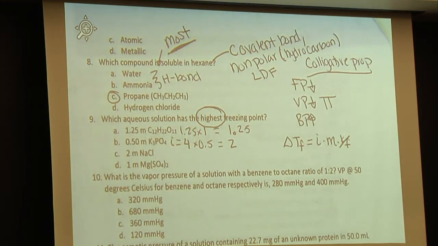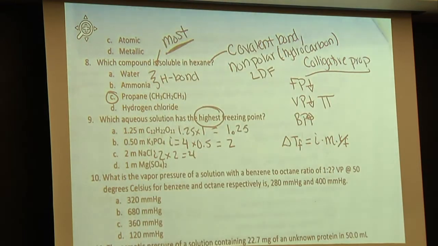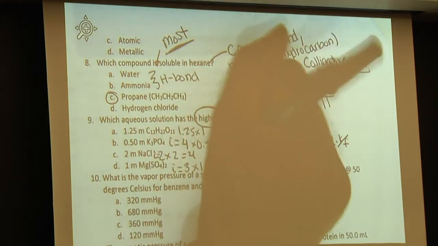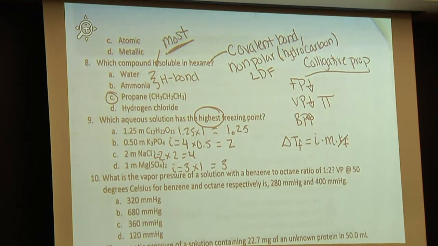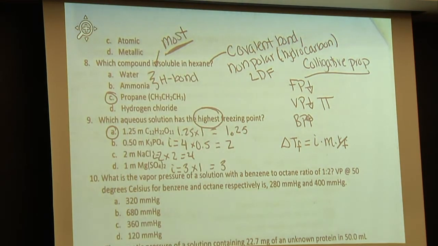For C, what is the Van't Hoff factor for NaCl? 2. So you have 2 times 2, and you'll have 4. And then what about for magnesium sulfate? 3. So the i will equal 3 times 1, and it'll be 3. So what would be the answer to this problem? A. Does everyone understand why A is the correct answer? Yeah? Okay, let's move on to the next one.